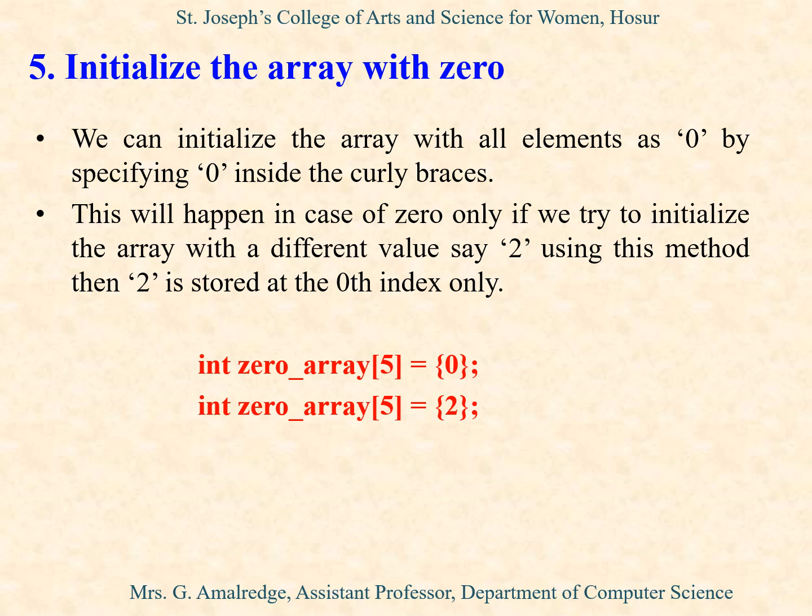Initialize the array with 0. We can initialize the array with all elements at 0 by specifying 0 inside the curly braces. This will happen in the case of 0 only. If we try to initialize with any other value, that value will be stored in the 0th index.